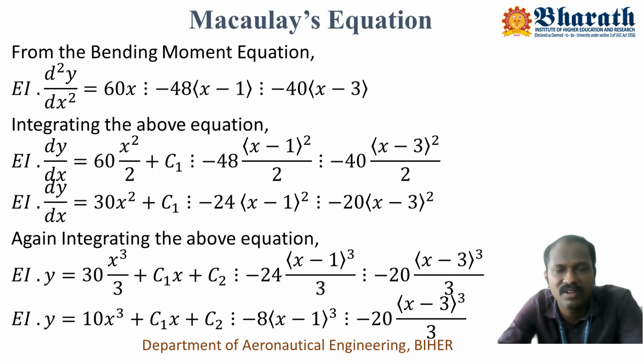Okay, right. So from the bending moment equation, we have EI d square y by dx square is equal to 60x minus 48 into (x minus 1) minus 40 into (x minus 3). So first I'm going to integrate it. You are going to get EI into dy by dx equal to 60x square by 2 plus C1. Again, it is separated. And the second term you see minus 48 into (x minus 1) whole square by 2. Third term will become minus 40 into (x minus 3) whole square divided by 2.